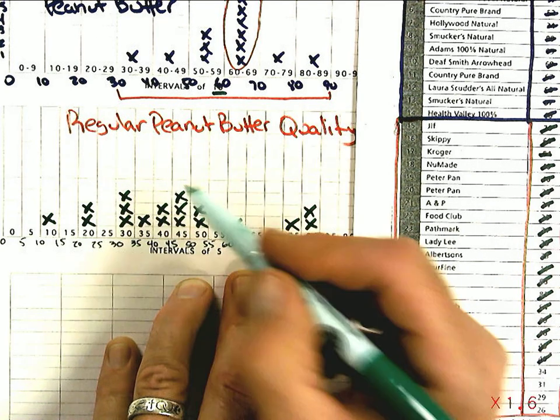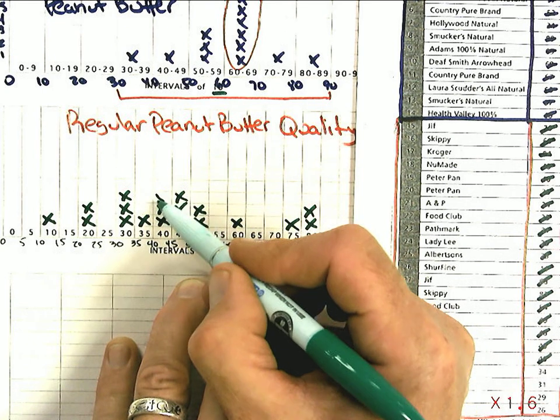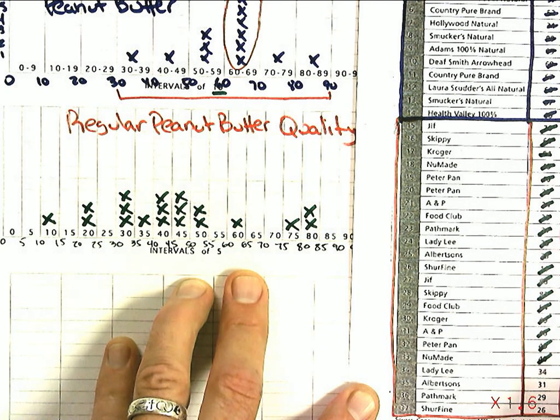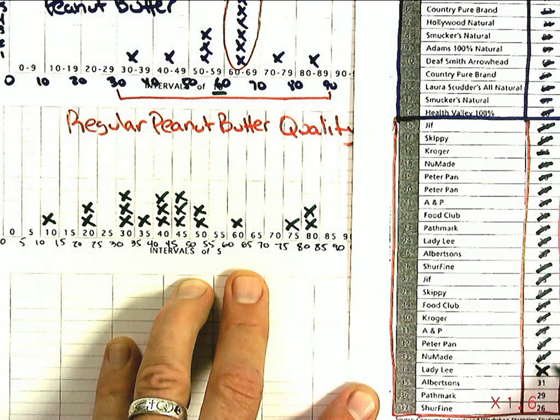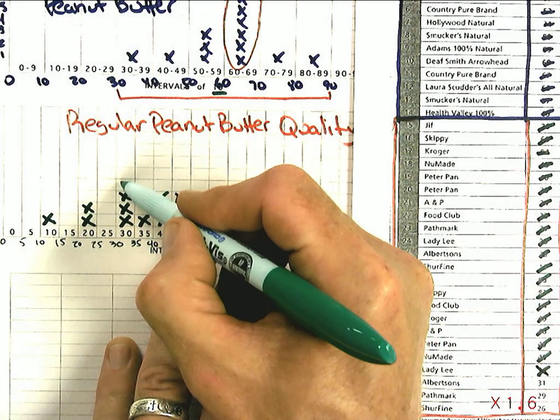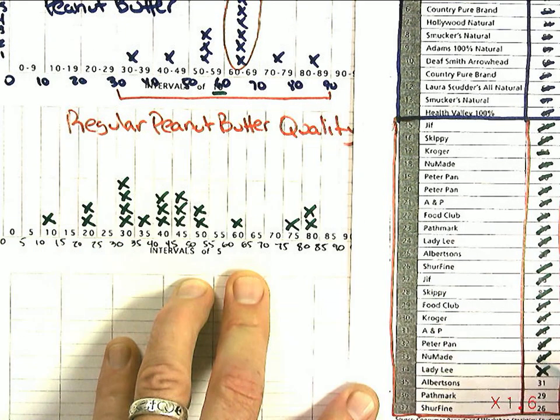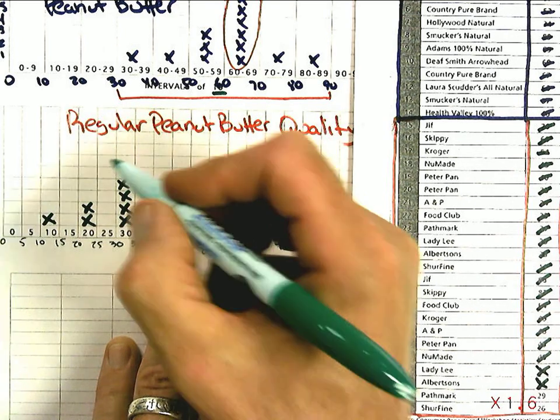A 40. Remember, if it's a 40, it goes in the 40 to 45 interval. 34 in the 30 to 35 interval. 31 in the same interval.